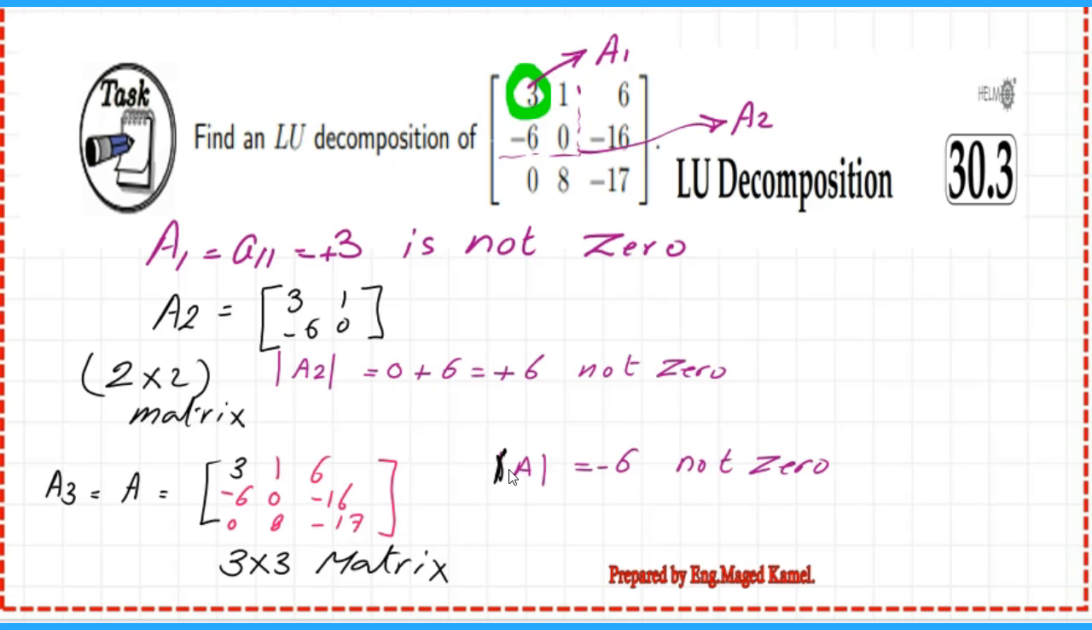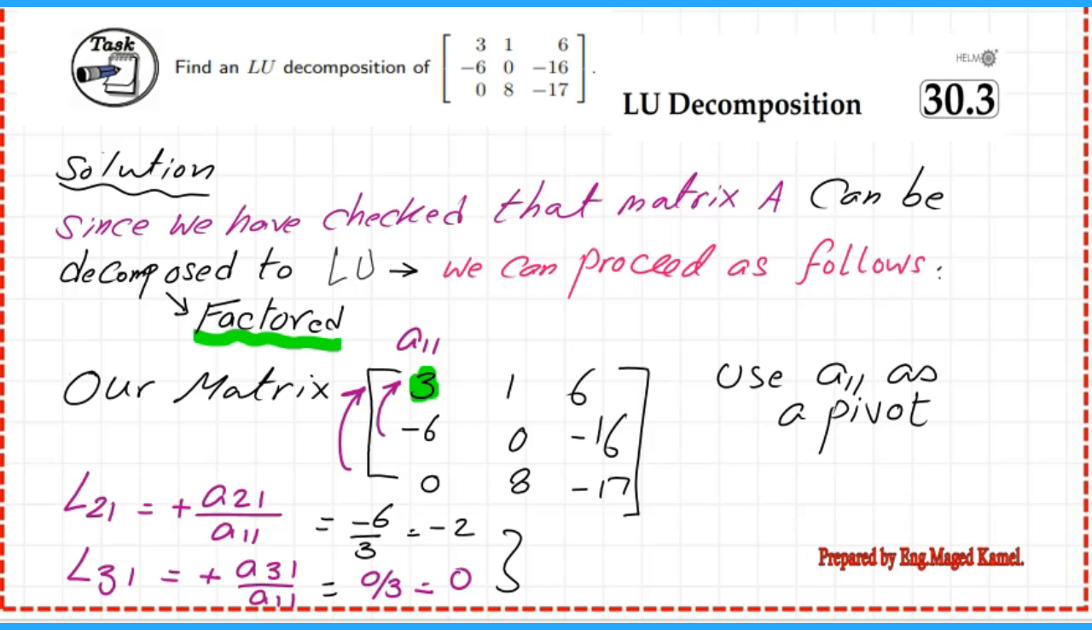for the given matrix. There is another option: if you are able to reach the identity matrix from the A matrix through row operations, then this means that the matrix is invertible. Again, this is the A matrix, [3, 1, 6; -6, 0, -16; 0, 8, -17].